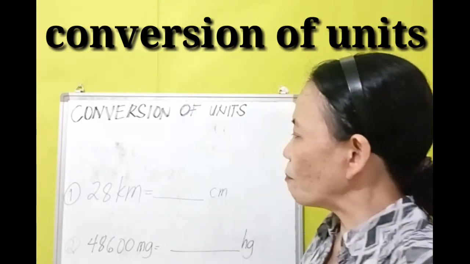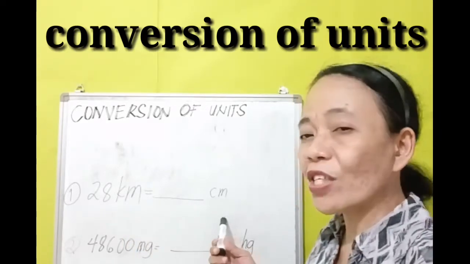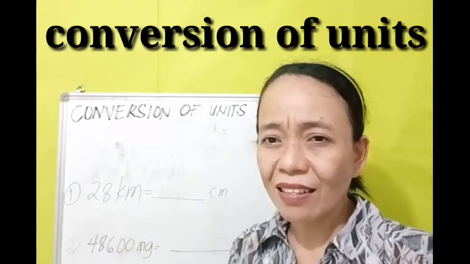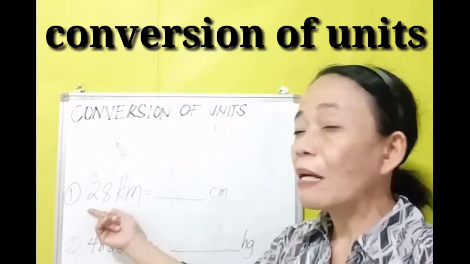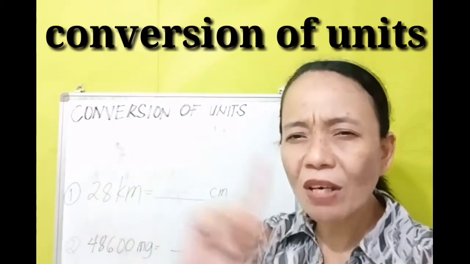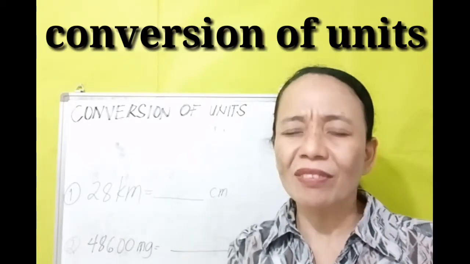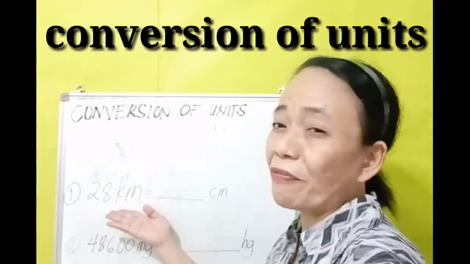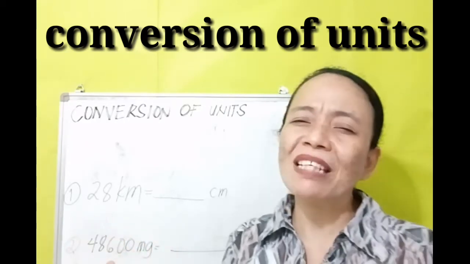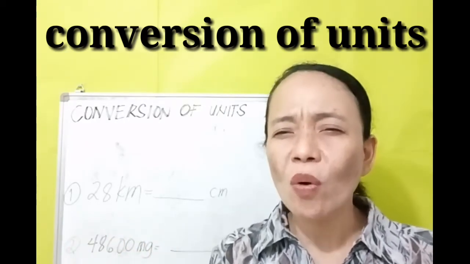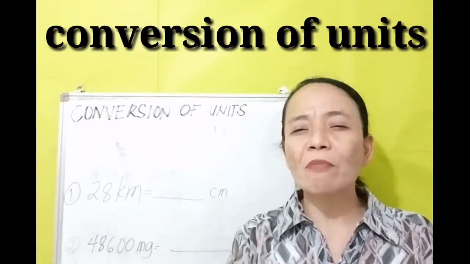Okay? So suppose we have here 28 kilometers. How many centimeters are there in 28 kilometers? Again, how many centimeters are there in 28 kilometers? As you have noticed, the metric system is popularly known for its prefixes. There are lots of prefixes used in order for us to know how large or how small is a certain measurement. Like for example, deca.